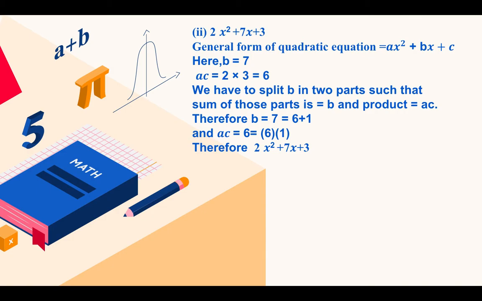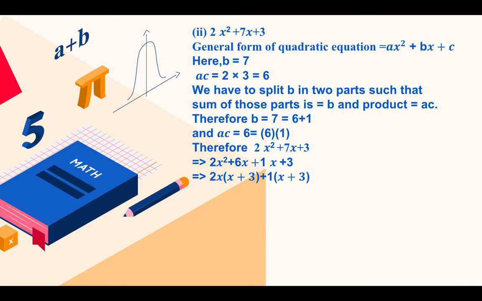Therefore, I can write this equation 2x square plus 7x plus 3. I will split the middle term into two parts. And what were the two parts? 6 and 1. So I am writing it as 2x square plus 6x plus 1x plus 3. Now again I will make groups of 2. In the first two terms you can see clearly I can take 2x common. So when I take 2x common, the remaining term in the first term is x, and in the second term the remaining term is 3.